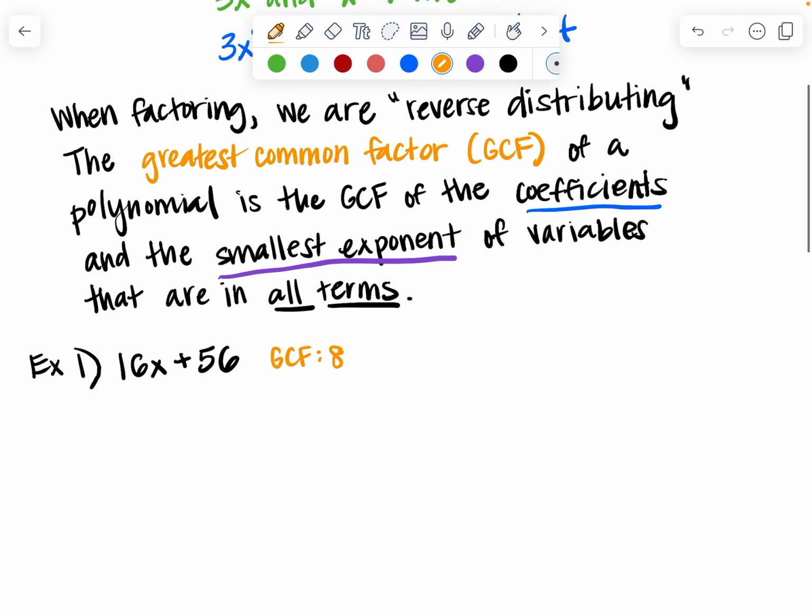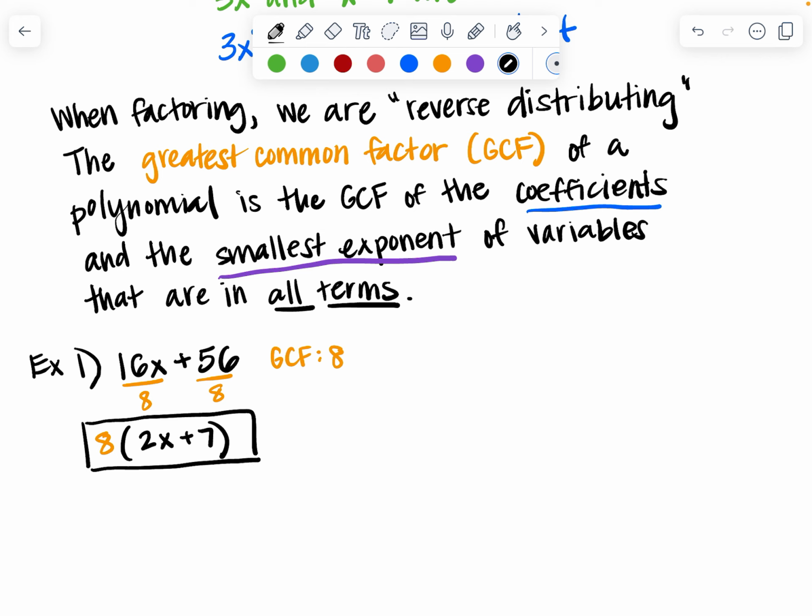So all I'm going to do is divide both terms by the greatest common factor, and then it goes to the outside of the parentheses. And then what's left after I divide goes inside the parentheses. So 16x divided by 8 is 2x, and 56 divided by 8 is 7. So I have factored that expression.